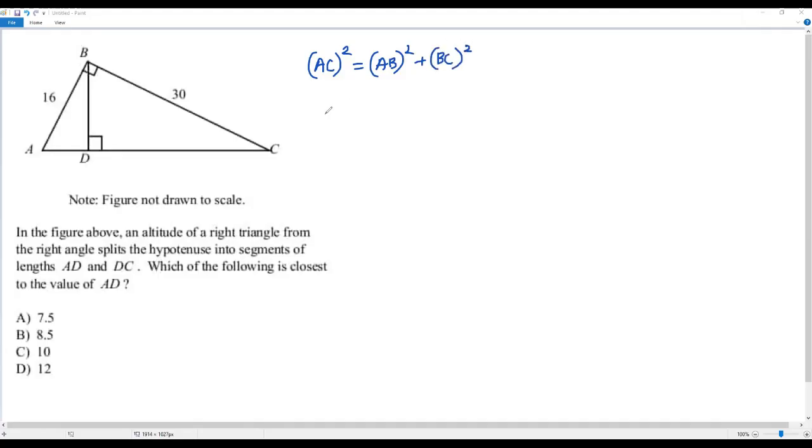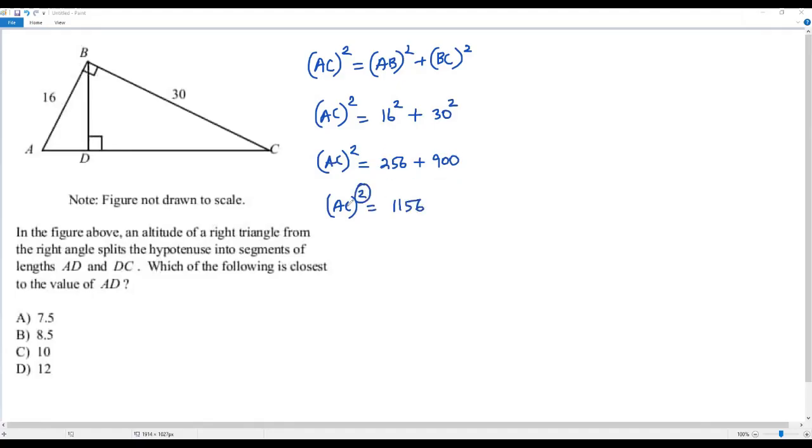Here for AC, I do not know the length, so we keep this one as it is. For AB, I know the length is 16, so we can plug in 16 for AB, that is 16 squared. And for BC, we have the length 30, so we plug in 30 for BC, then we get 30 squared. Then AC squared equals the value of 16 squared, which is 256, plus the value of 30 squared, which is 900. When we add them, we get 1156.